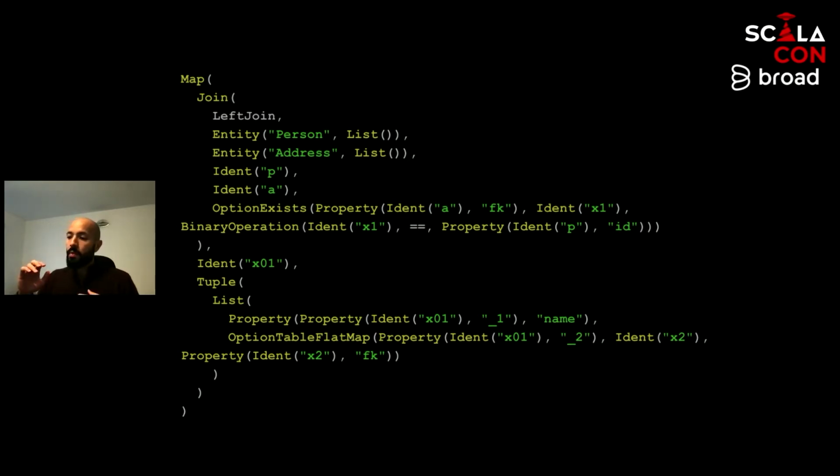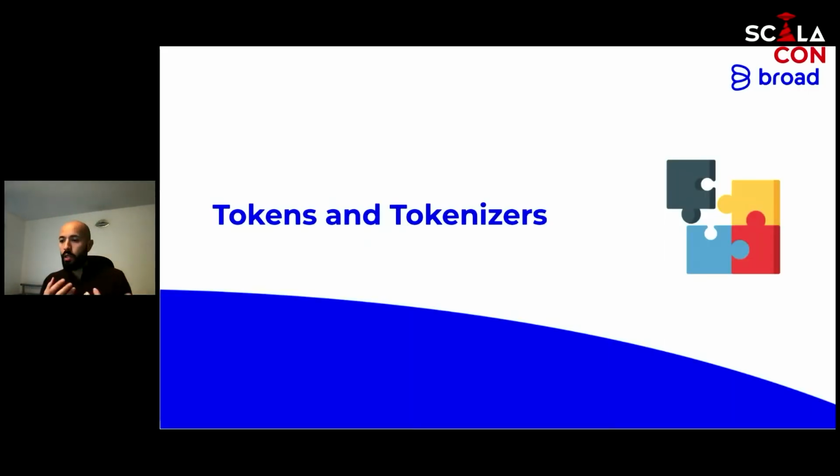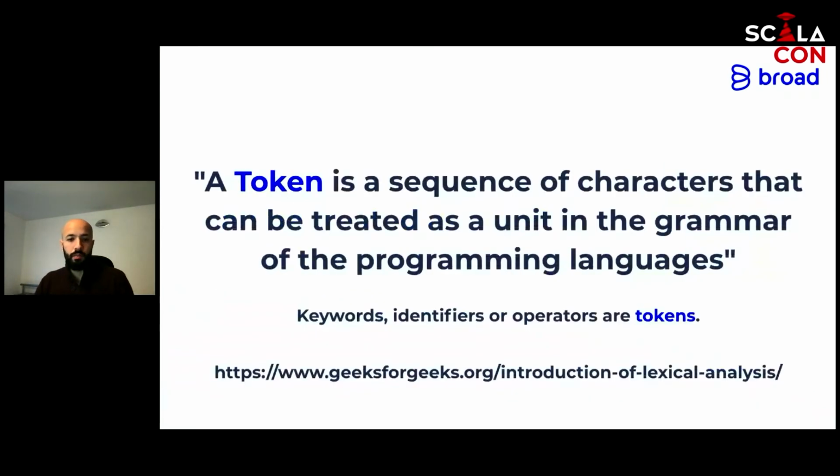Okay, but if I extract the AST, I have my own representation, my own rules of that code that I built looking at that code and analyzing that code. What do I do with that? Well, we have the idea of tokens and tokenizers. And a token is basically a sequence of characters that can be treated as a unit in the grammar of the programming languages. That's a very complicated explanation. But basically, keywords, identifiers, operators, they are all tokens in their own context, right?